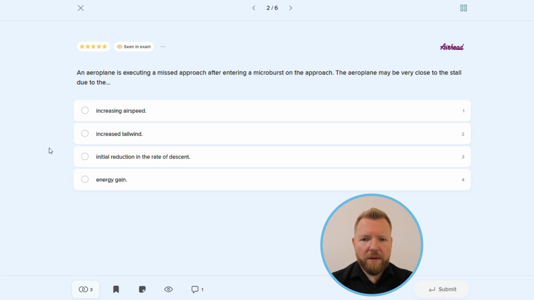Microburst is a phenomenon usually associated with cumulonimbus clouds and is an intense downburst of air. When it hits the ground, it spreads in all directions with a diameter of 4 km or less, causing rapid changes in wind speed and direction. Now, when an aircraft is entering a microburst, it encounters a sudden energy gain and an increase in headwind, resulting in an initial increase in airspeed and reduction of the rate of descent.